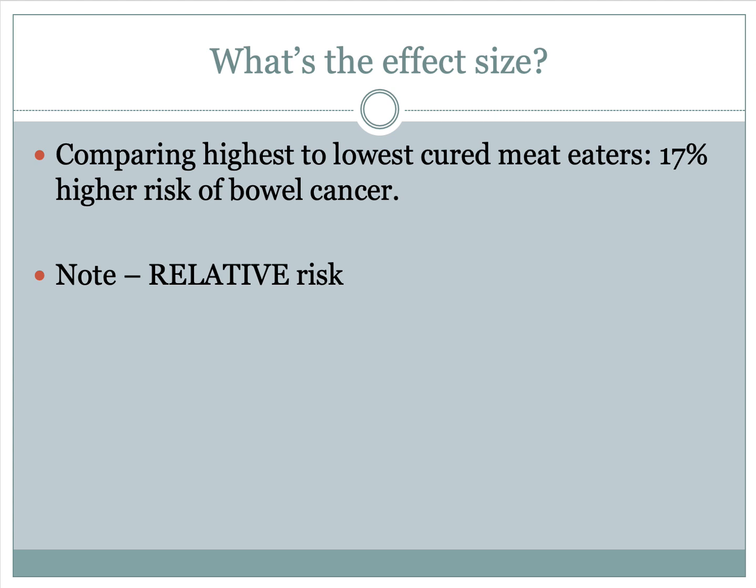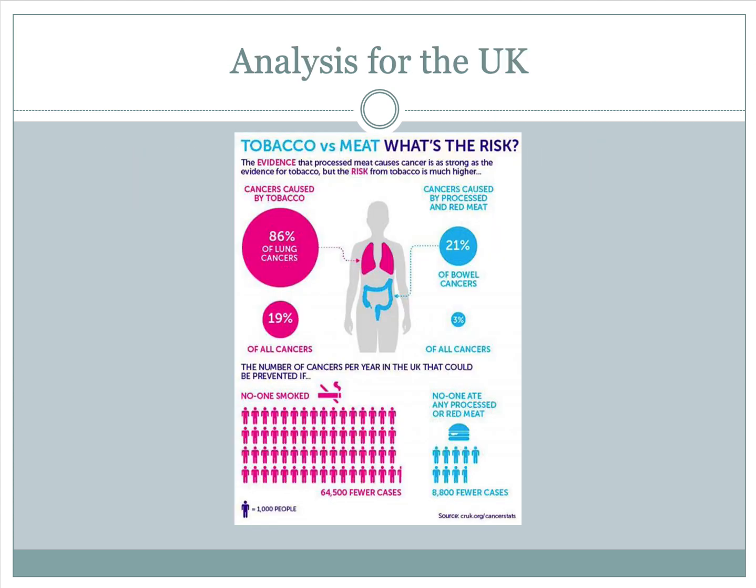Now, they have a 17% higher risk of bowel cancer if you eat a lot of cured meat versus you eat none. Seems like a big number, but it's a relative risk. So let's put it into perspective and convert it into absolute numbers. We know, and by the way, this study was done in the UK. So we look at data from the UK.